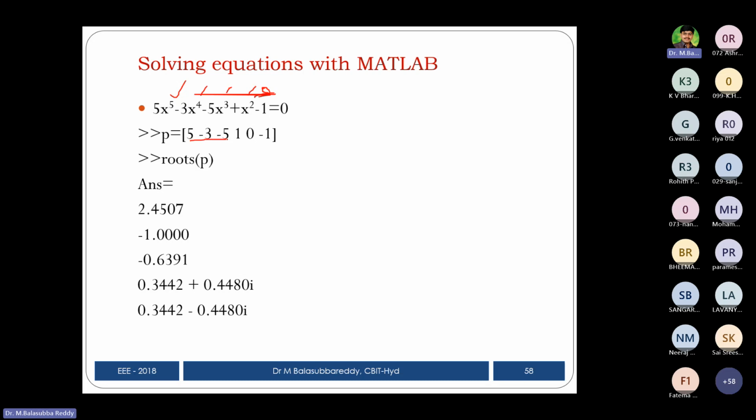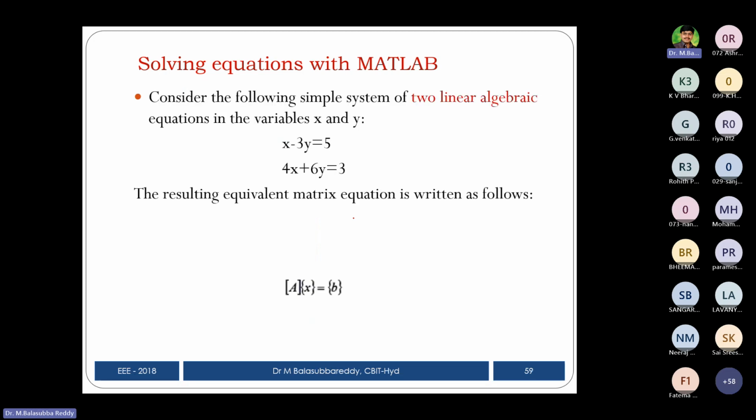Now we can see 5, minus 3, minus 5, 1, 0, minus. So this point we have to represent as a 0. And roots of p will give all these roots. So that is the way to get any number of roots. If complex roots are there, it will automatically generate the complex roots as well. So that is one thing.